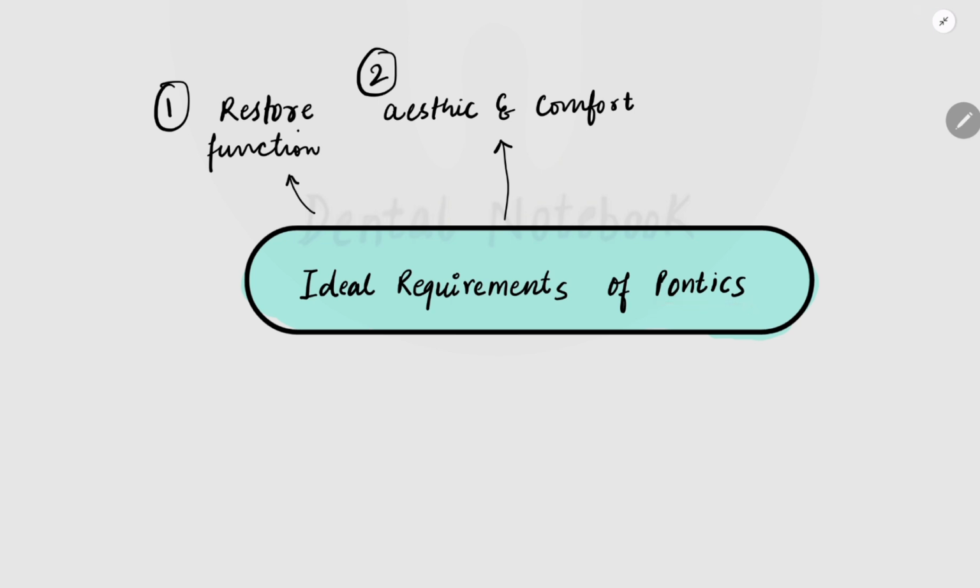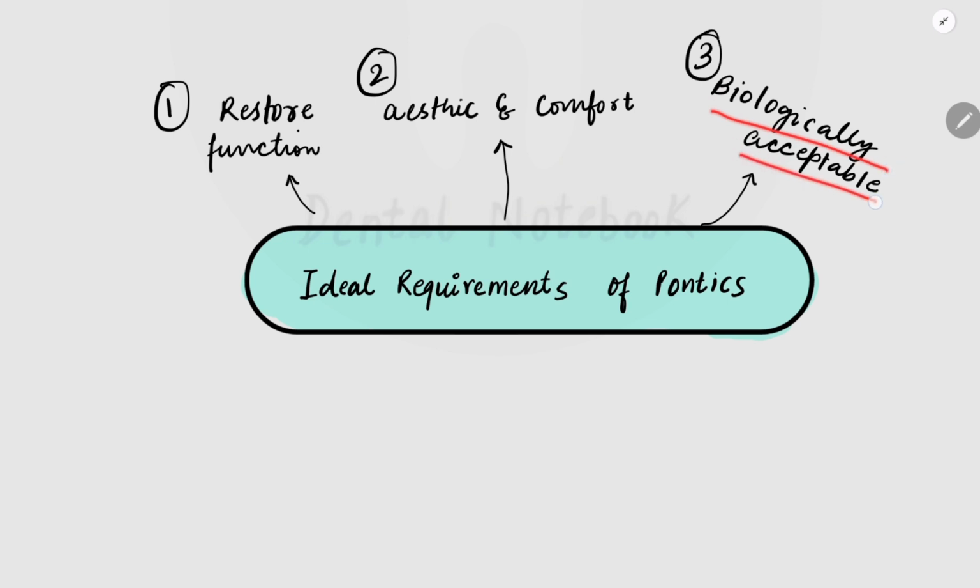The third requirement is that it should be biologically acceptable. Biologically acceptable here means that it does not cause any inflammation or allergy to the underlying tissue, and it should not impinge the tissue or cause any kind of blanching. So if it doesn't cause any allergy or inflammation, then it is biologically acceptable.